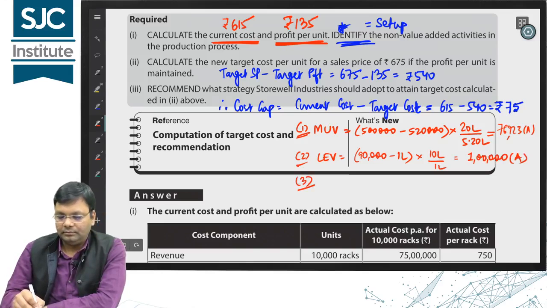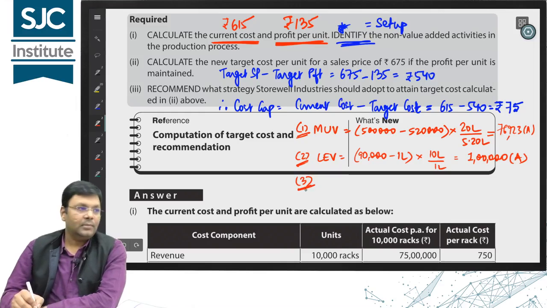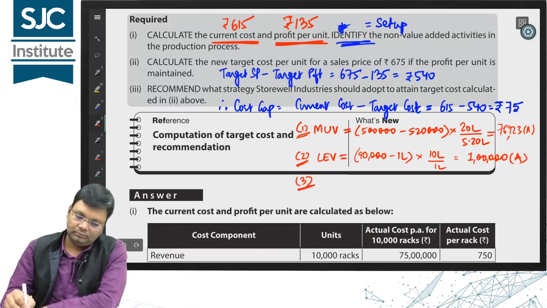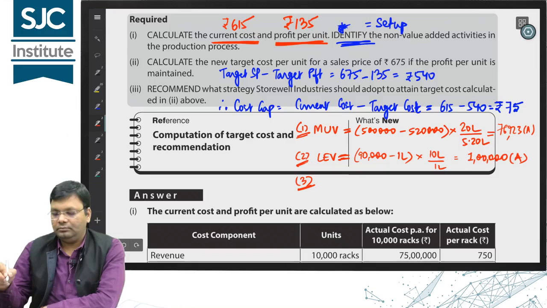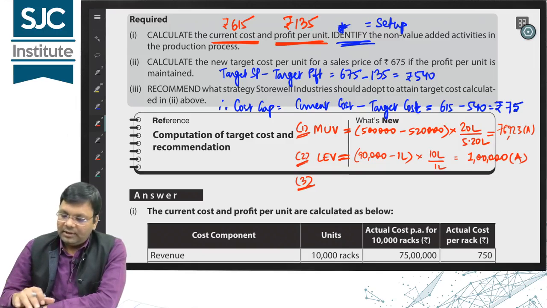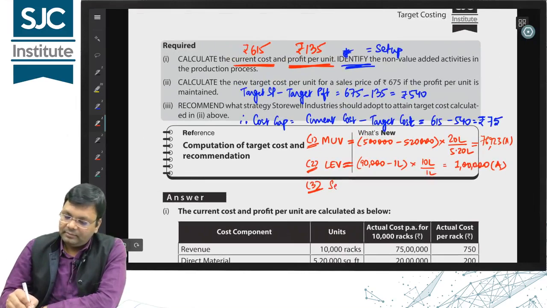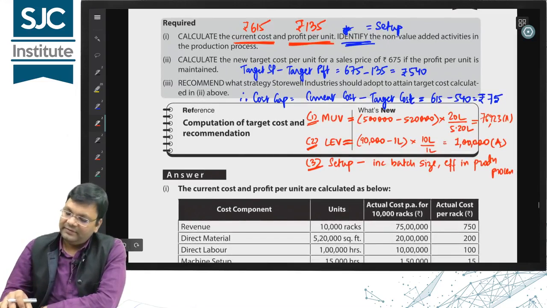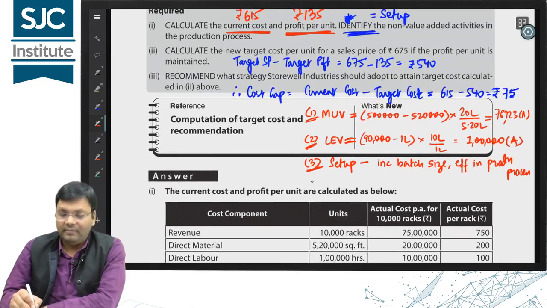Next, number 3. Third, you can talk about this setup time, how it can be reduced by increasing the batch size, or some other kind of efficiency in production process, or maybe some kind of new way of producing. There can be different ways of producing, so that is the way to reduce setup time. So setup cost will be improved.